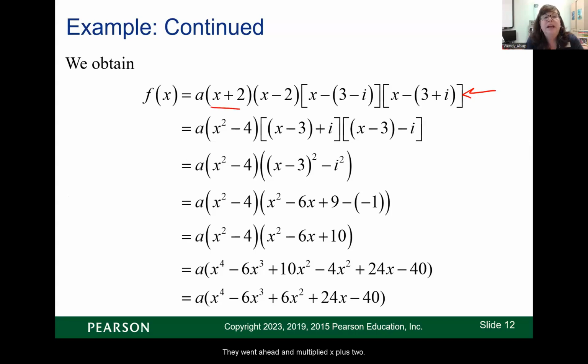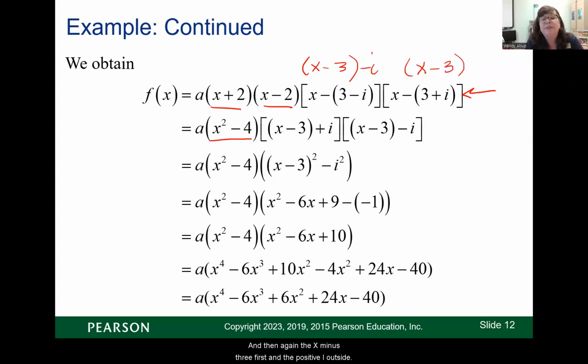They went ahead and multiplied x plus 2, x minus 2. That's the kind where it's a plus b, a minus b. So they squared the first term, the middle term is canceled out, minus squaring the last. So that's how they got x squared minus 4. Then they rewrote these, so these also fit that form. So they put the x minus 3 first, and the minus i outside. And then again, the x minus 3 first and the positive i outside.